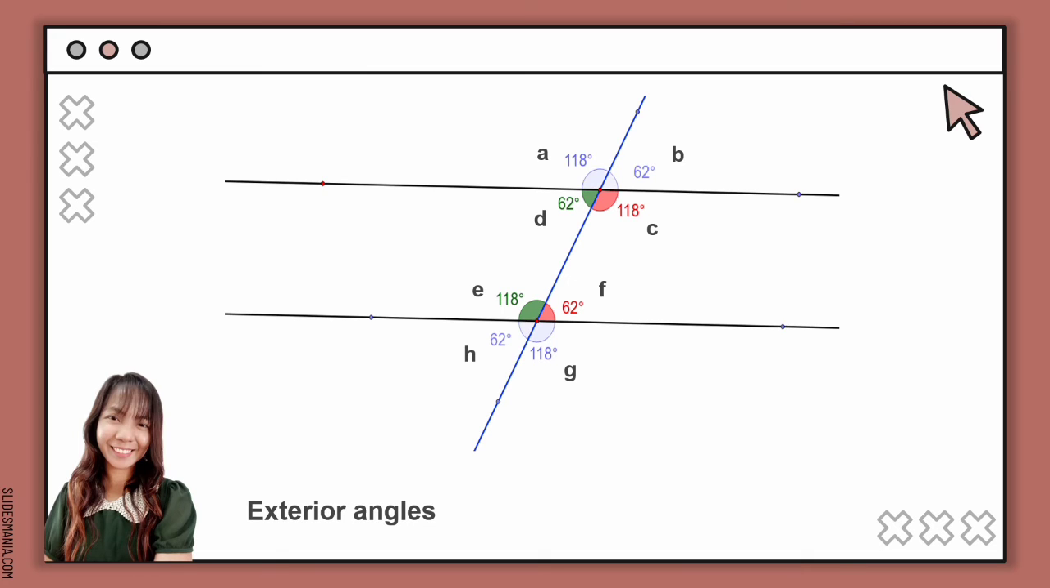Next, exterior angle. So outside of the parallel lines on the same side. So angle A and angle H, when you add them, 118 degrees plus 62 degrees, it will give you 180 degrees. Another, angle B and angle G equals 180 degrees.